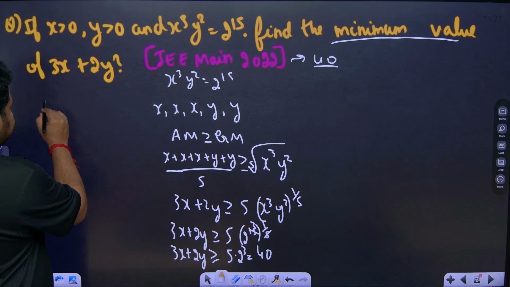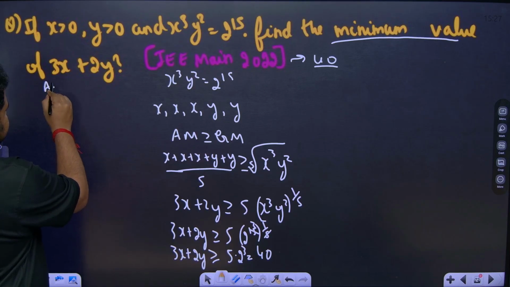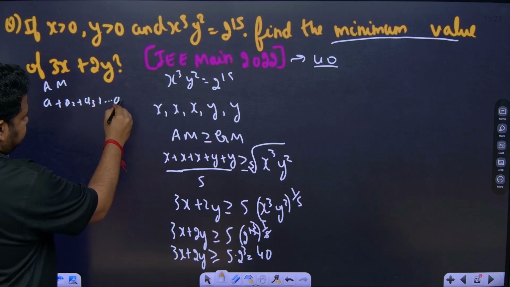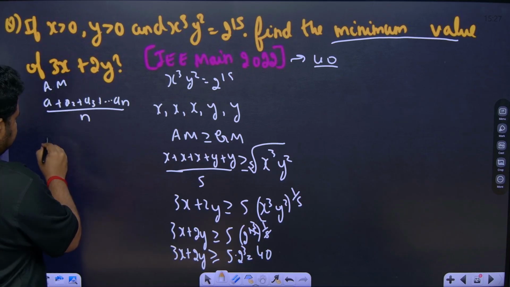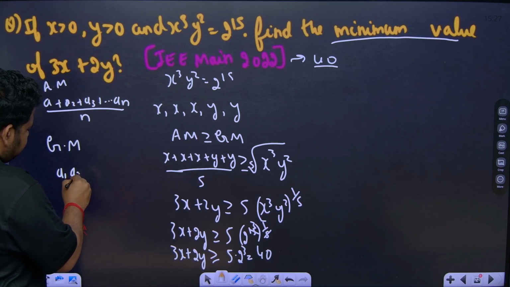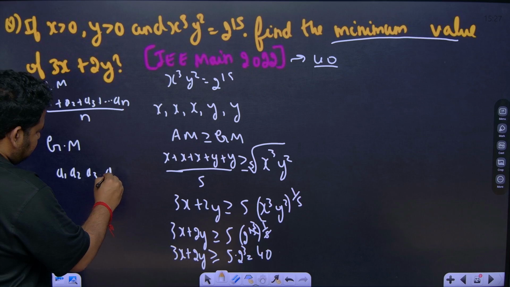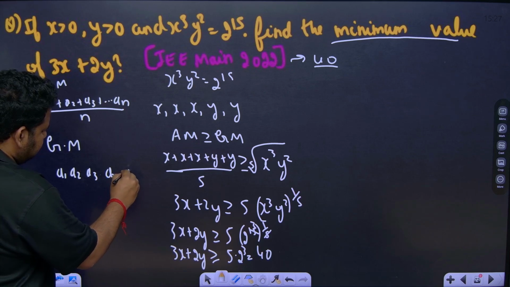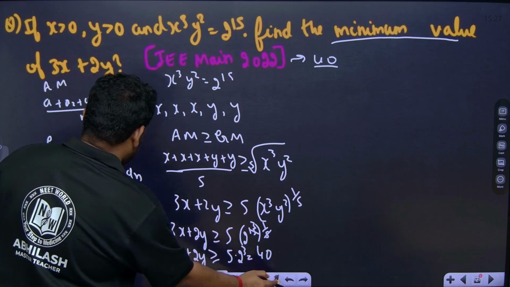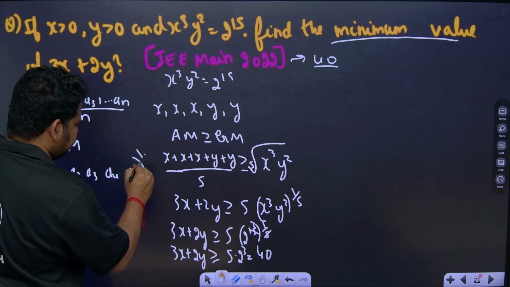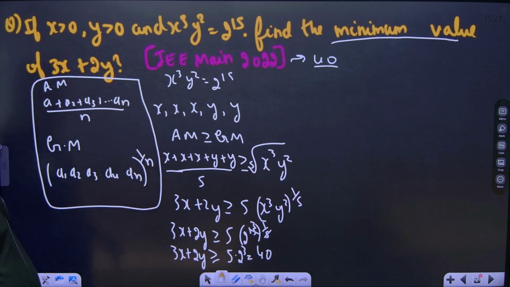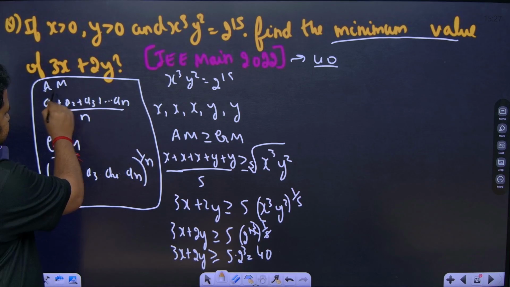See, I will write it. Arithmetic mean is a1, a2, a3 up to an divided by n. Geometric mean is nothing but a1, a2, a3 up to an, to the power of 1 by n. This box you remember, it's enough. This is geometric mean. Clear?